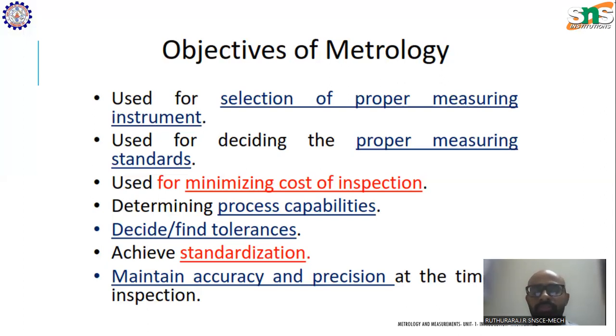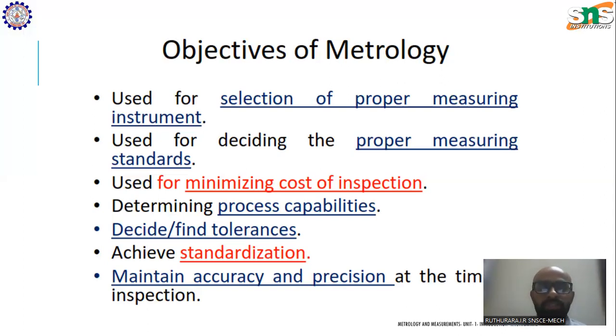Then, minimizing the cost of inspection. So inspection is nothing but testing. Once the product is manufactured, you will be checking whether the dimensions are correct. So once a proper measuring standard is established, then the need for frequent inspection can be reduced. So that's the reason why you are establishing a proper measuring standard. First, you have to select the proper measuring instrument, then proper measuring standard has to be established. Once a proper measuring standard is established, then the need for inspection can be minimized.